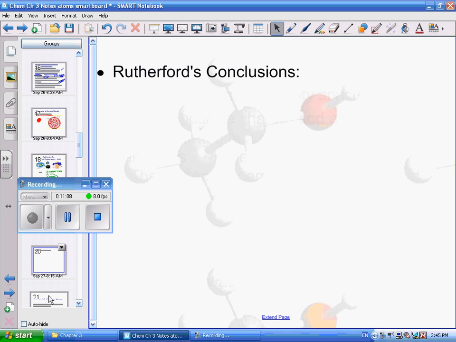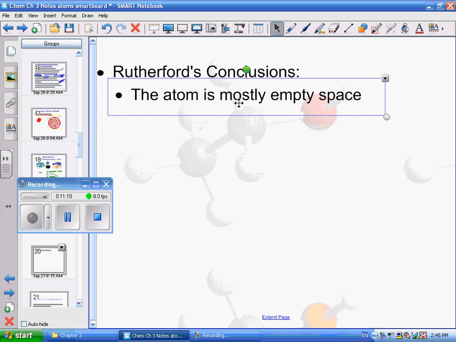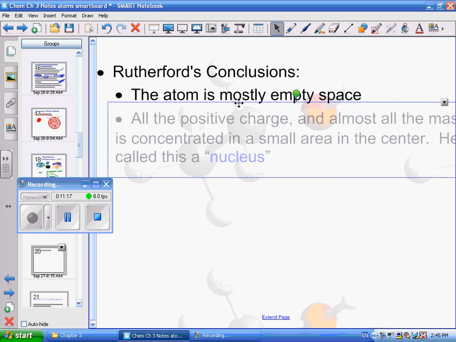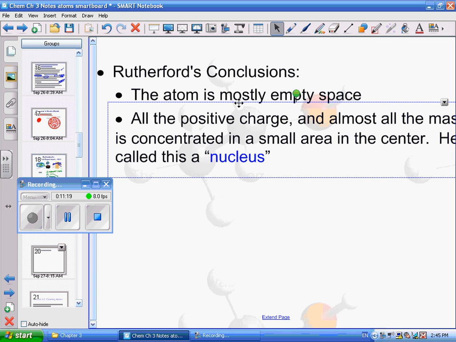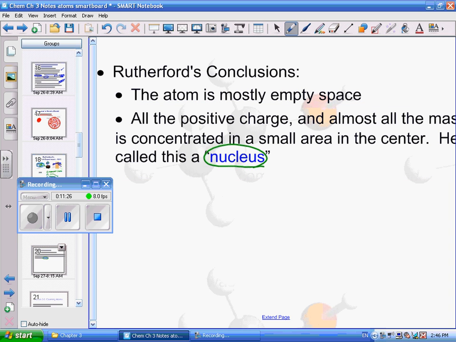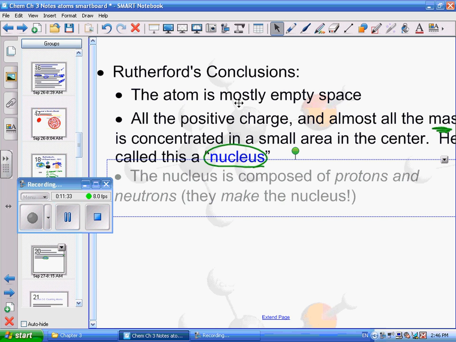So when we get to Rutherford's conclusions, the first is that the atom is mostly empty space, because most of the particles went straight through the gold foil. The second is that all the positive charge and almost all of the mass is concentrated in this small area called the nucleus. This nucleus is the massive area, very heavy, very dense. And the nucleus is composed of protons and neutrons, which make up the nucleus in the middle.